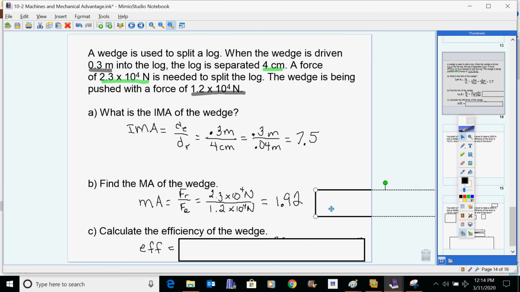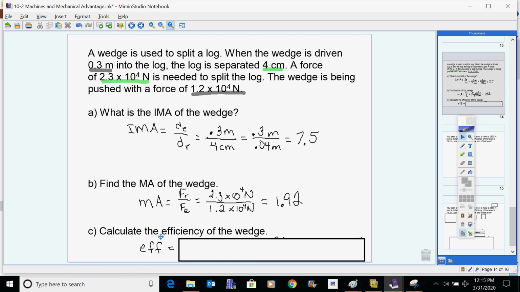So our actual mechanical advantage for this particular device is 1.92. So this would be our ideal, and this is what really happened. Okay, it's kind of like a nailed it thing. This would be perfect, but this is what actually happened.